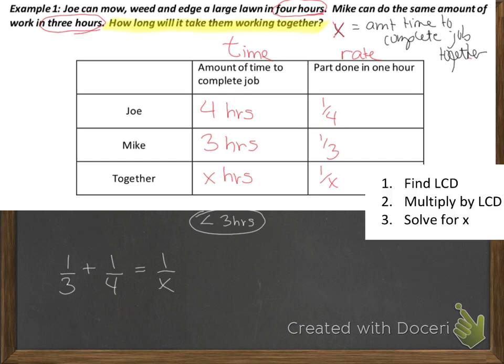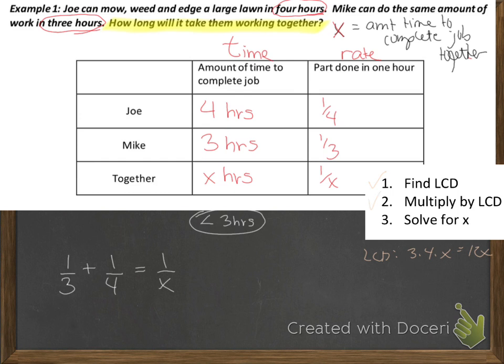So I've pasted here the list of steps that we need to use when we solve a rational equation. Now, if you need to review that, please go back and watch the video on solving rational equations. I'm going to assume at this point that everyone knows how to do that. So the first thing we need to do is find our LCD. So my LCD in this case is going to be 3 times 4 times x, or 12x.